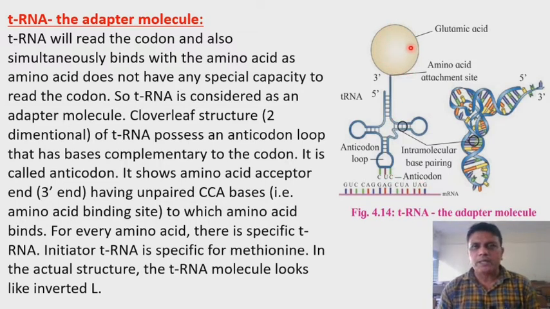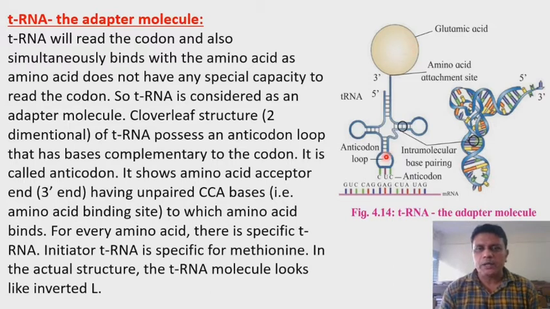The amino acid molecule does not have the capacity to read the codon. This role is carried out by transfer RNA. The information from DNA is passed to messenger RNA in the form of code language, that is, which type of protein is to be produced.